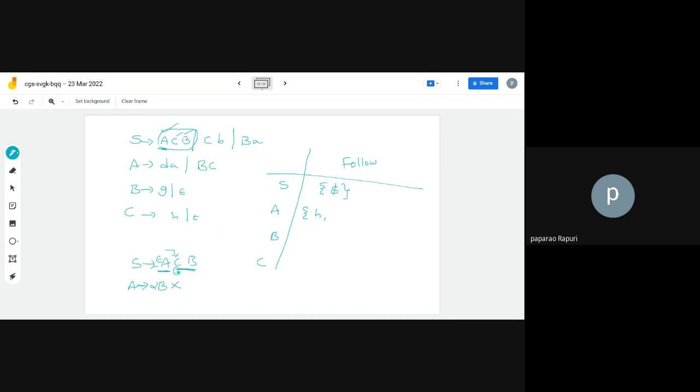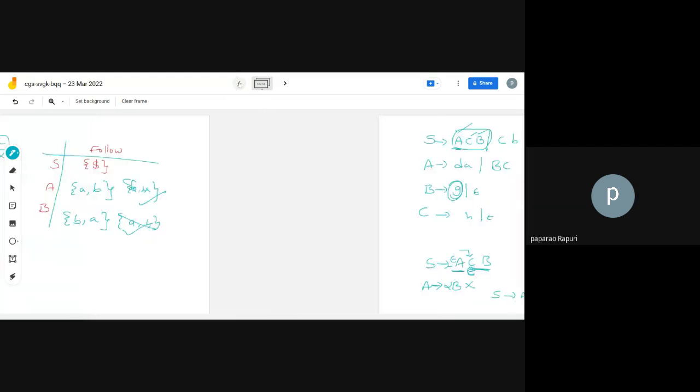Suppose it is epsilon, I can write only S derives A B. Here follow of A is equal to first of B. So first of B means small g.